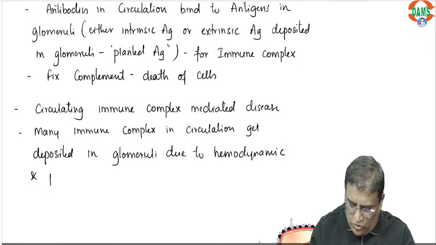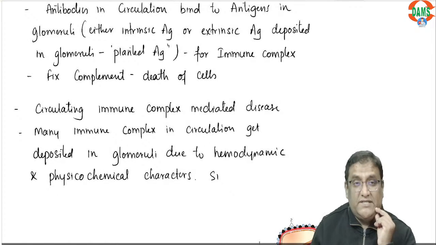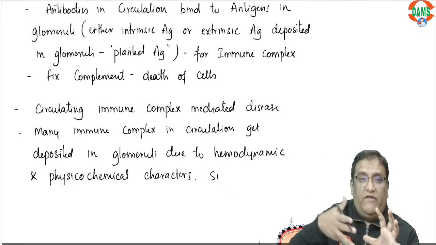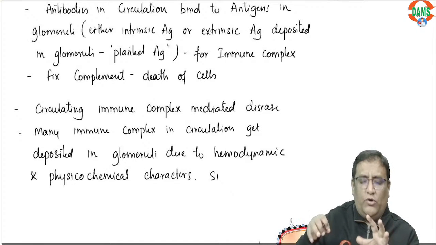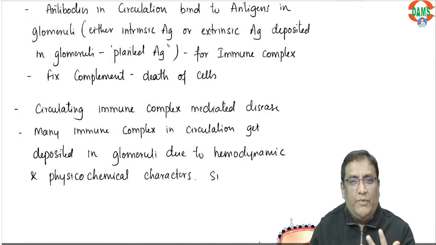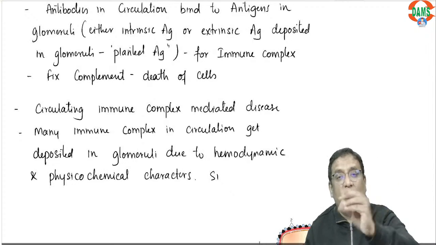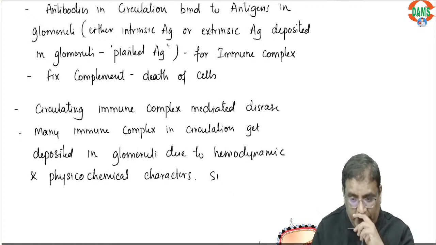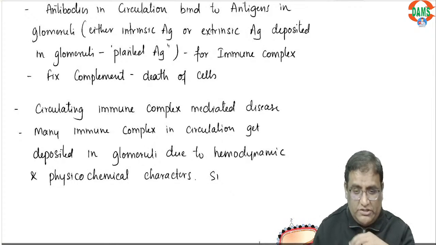One, hemodynamic and physicochemical characters. Hemodynamics, because in the glomeruli the blood flow becomes very, very slow. That is why anything is more likely to get deposited in the glomeruli, or in fact in any capillary, where the blood flow becomes very slow. That is why immune complexes tend to deposit mostly in capillaries. Any organ that is rich in capillaries can have these immune complex deposits, mostly glomeruli, lungs, skin, etc.